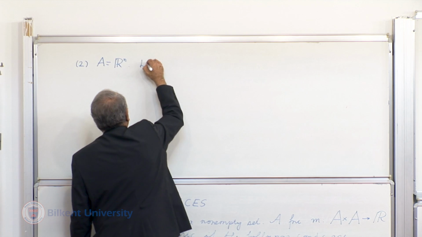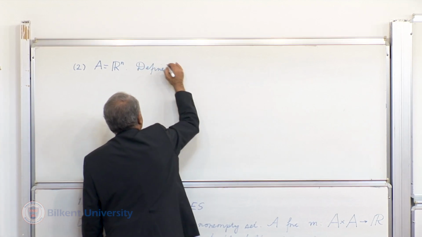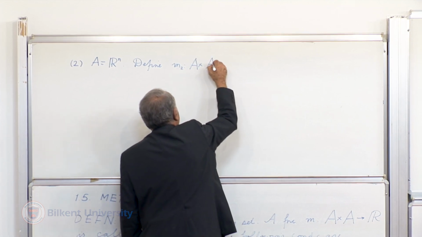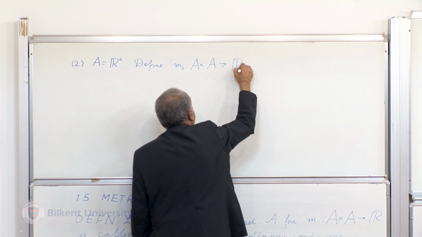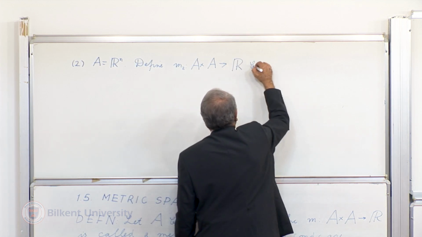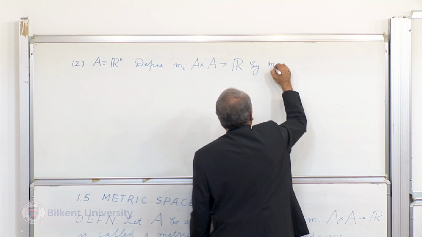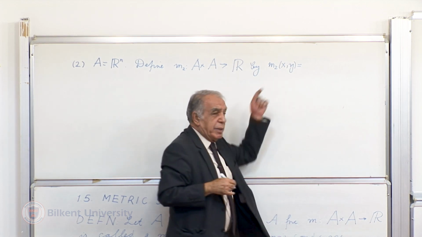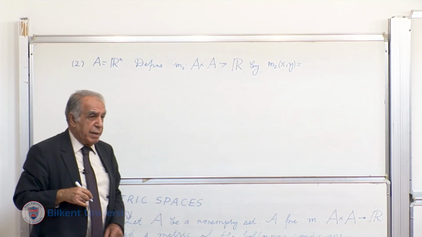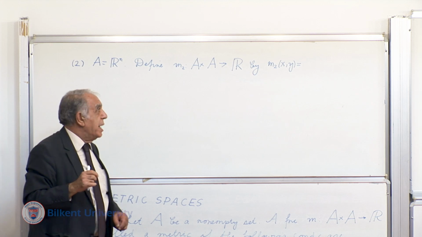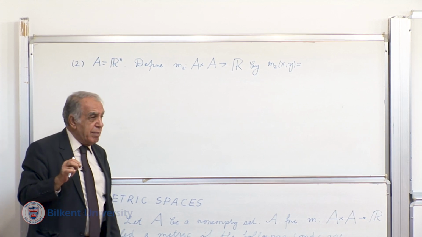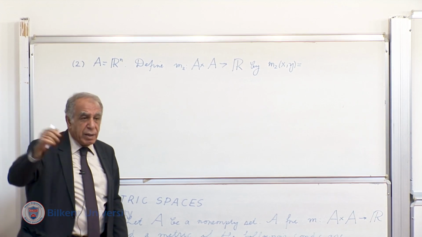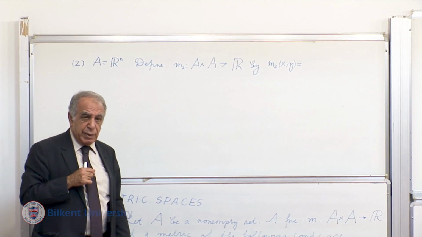Now, the second example, now let's take A equal to Rn and define M2 on A cross A into R by M2xy equal to. Now the usual distance was defined as follows: we take each component i, we form xi minus yi, we square that, then we sum those squares over all components and then take the square root.